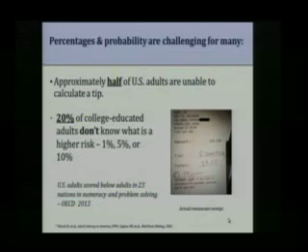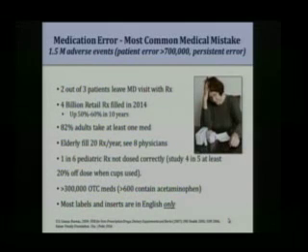We describe risk. So approximately half of U.S. adults are unable to calculate a tip. If you ever go online and order stuff, they calculate the tip for you now on the side. You don't have to do it for yourself. 20% of college-educated adults don't know which risk is higher, 1%, 5%, or 10%. We know that medication error is the most common medical mistake.